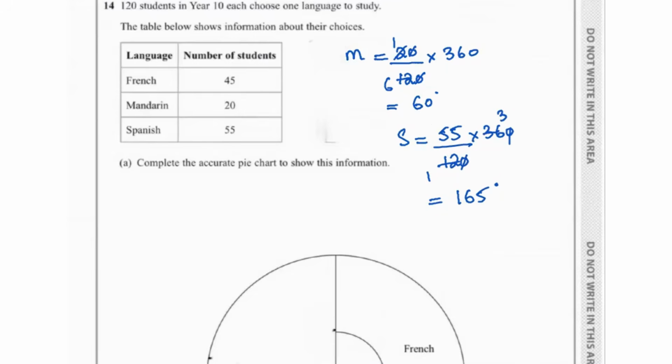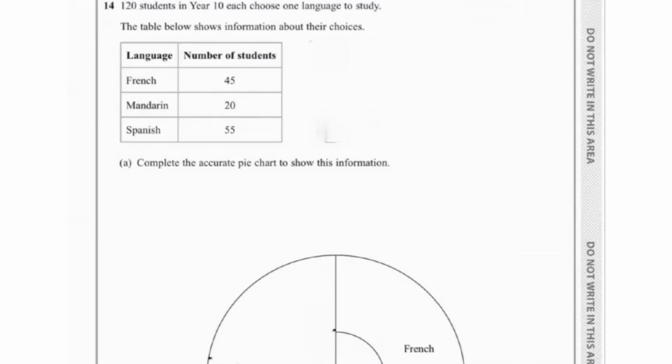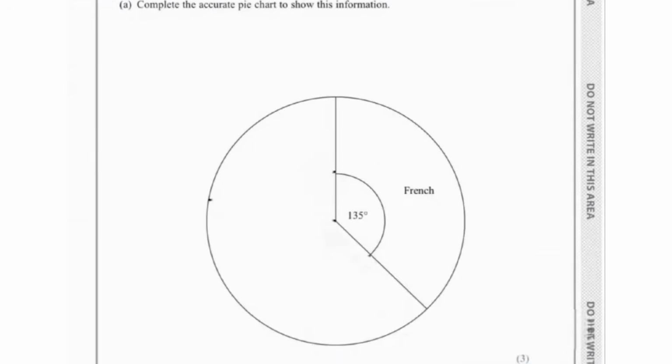What we will do is use our protractor to mark these angles on the pie chart, and that will complete it. Since I don't have a protractor like this online, I can't mark it accurately, but I'll still draw a rough angle for you to understand. 60 degrees is less than 90, so that's going to be somewhere over here. And this remaining one is going to be 165. So this is Mandarin and this is Spanish. That would be your complete pie chart.